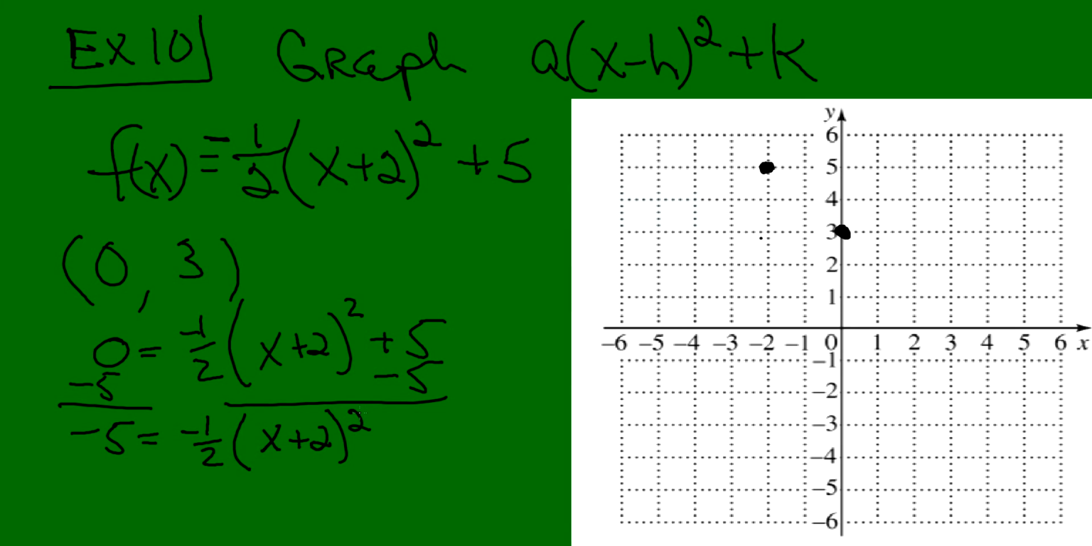And now at this point, I'm going to clear that fraction out. I could divide both by negative 1/2, negative 5 divided by negative 1/2. You definitely can do that. But I'm going to clear this fraction out by multiplying both sides by 2. Actually, I'm going to multiply both sides by negative 2 to get rid of that negative as well. If I multiply this side by negative 2 and this side by negative 2, then I'm going to have 10 equals 1 times x plus 2 squared.